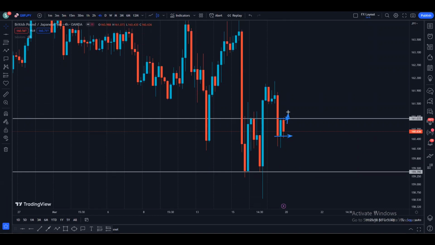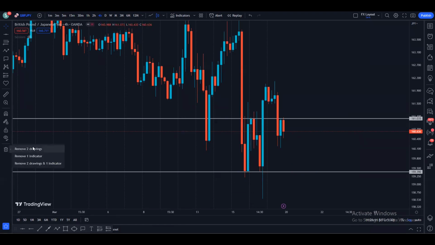If the next 4-hour candle closes above this level, it becomes a higher probability for the next candle to come up and retest these highs at this level. But if the 4-hour candle closes bearish below this level, then it becomes a pretty high probability for the next candle to come down and retest these levels on the left-hand side. So this is what we can see on the 4-hour time frame.